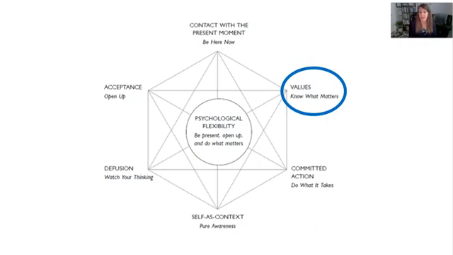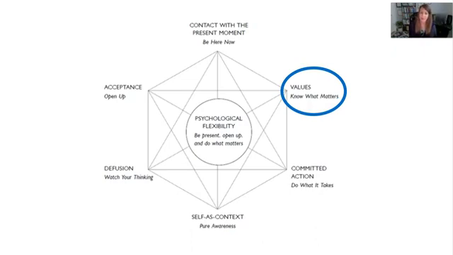Now I'm going to jump to values. I would say that acceptance and values are the two elements of the hexaflex that are usually the most emphasized and the most well known in people who are not as familiar with ACT. So values is thinking about, what do you stand for? What's your purpose? What leads you to have a meaningful, not necessarily pleasureful, but a meaningful life?